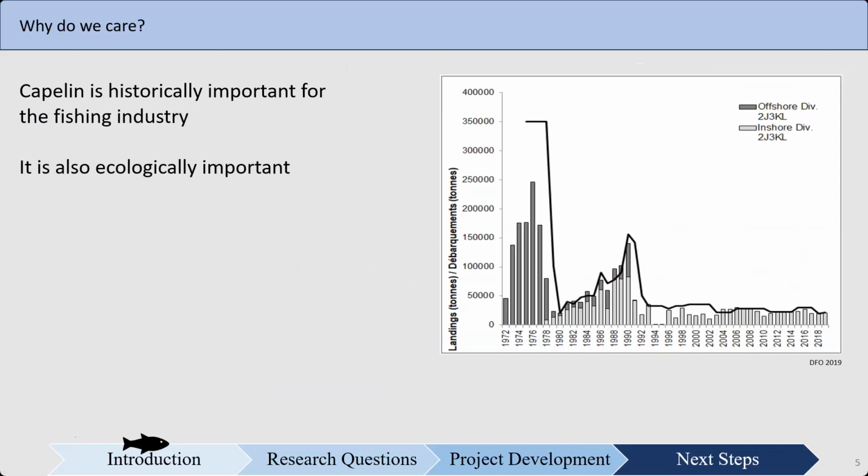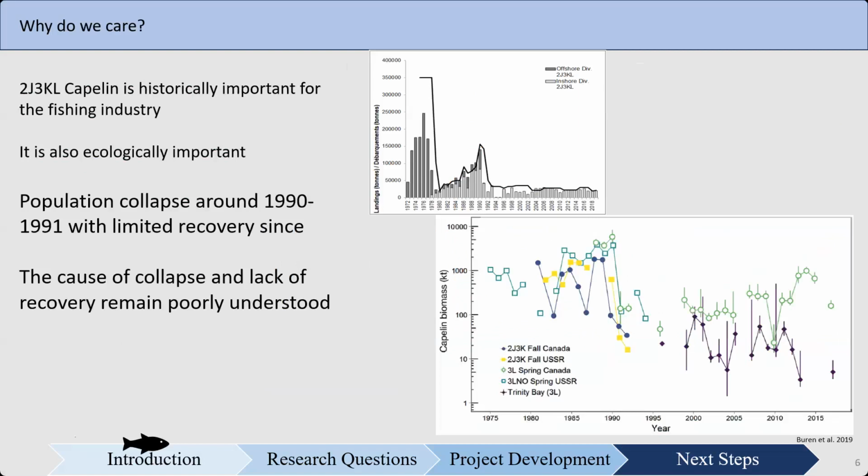The Newfoundland and Labrador marine ecosystem is often described as having this wasp-waist structure, where capelin is this intermediate species that moves energy up the food web from primary and secondary producers up to large vertebrates like Atlantic cod, marine mammals, and seabirds. Unfortunately for this 2J3KL capelin stock, their population collapsed around 1991 with limited recovery since. And the cause of this collapse and subsequent lack of recovery remain poorly understood.